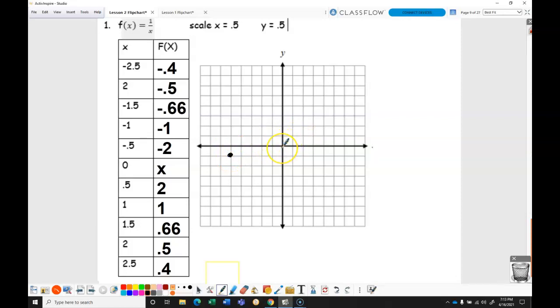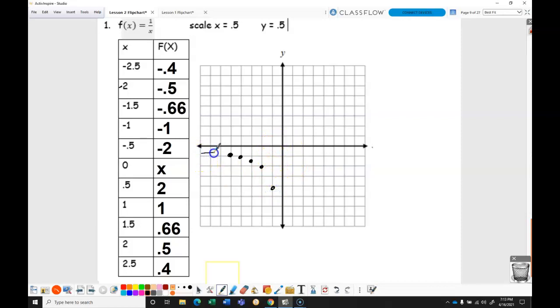Okay, and a positive 2, I think that was supposed to be a negative. So a negative 2 gets me to negative 0.5, which is here. A negative 1.5 takes me to 2/3, 0.66, which is right there. A negative 1/2, I just skipped something in there, didn't I? Oh yeah, I skipped negative 1. Negative 1 takes me to negative 1, which would be there. Negative 0.5 would take me to negative 2.